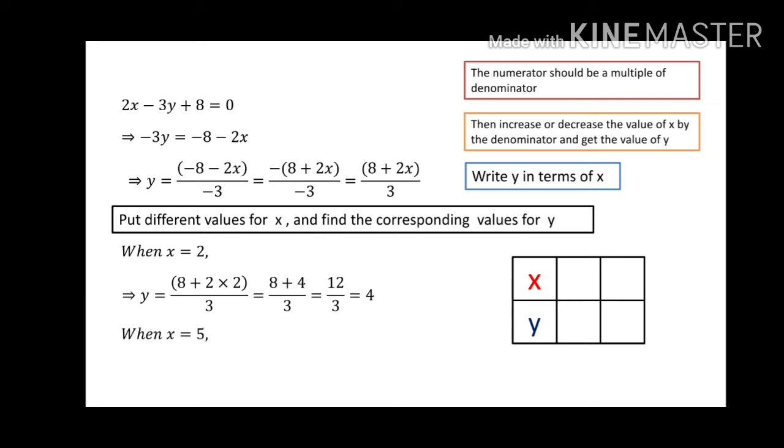And for the next value of y, we can just add 2 plus 3. Now x is 5. So y will be how much? 8 plus 10, that is 18 by 3 equals 6. So these are the same steps that we follow for every question. First thing, we have to get the coordinates of x and y so that we can plot them on a graph.